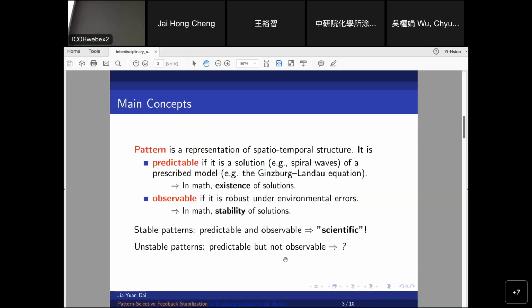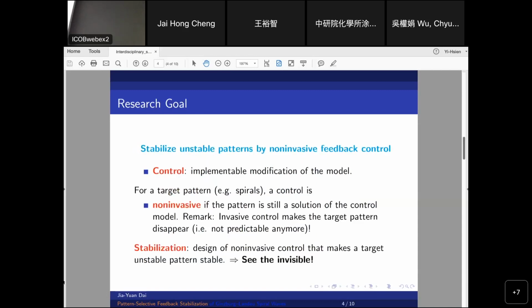Scientists like stable patterns because they can see them from experiments. But indeed, mathematically, there are so many unstable patterns. They are solutions, so they are predictable from the model, but unfortunately, they are not observable. So what should we do? Is it just a byproduct of pure mathematics? The goal of my research is, now I have some unstable patterns, I want to make them stable. So this is stabilization. I want to stabilize unstable patterns.